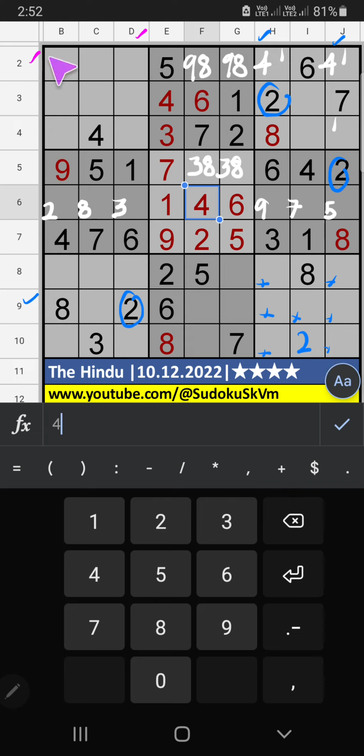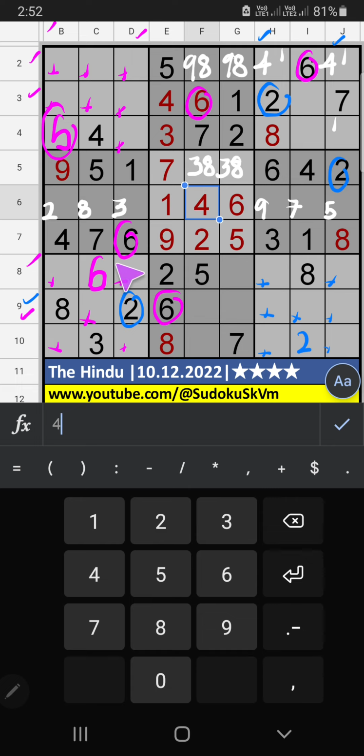Column D, second row, third row, we have 6. So 6 can't come in these cells. The 6 is confirmed here. Column B, column D, we have 6. So 6 can't come in these cells. 6 will come in one of the cells. 9th row, we have 6. So 6 can't come in the cell. Then 6 is confirmed here.